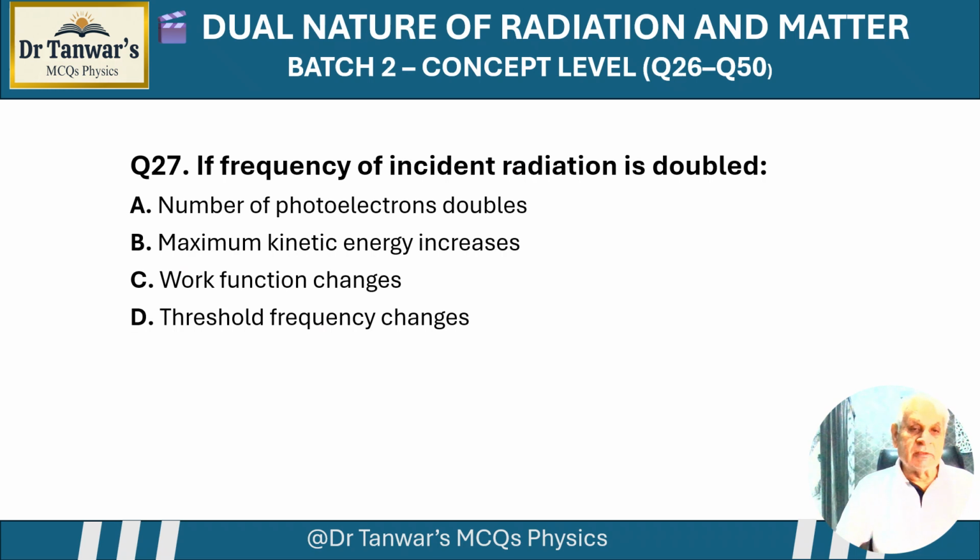Question 27. If frequency of incident radiation is doubled: number of photoelectrons doubles, maximum kinetic energy increases, work function changes, or threshold frequency changes.